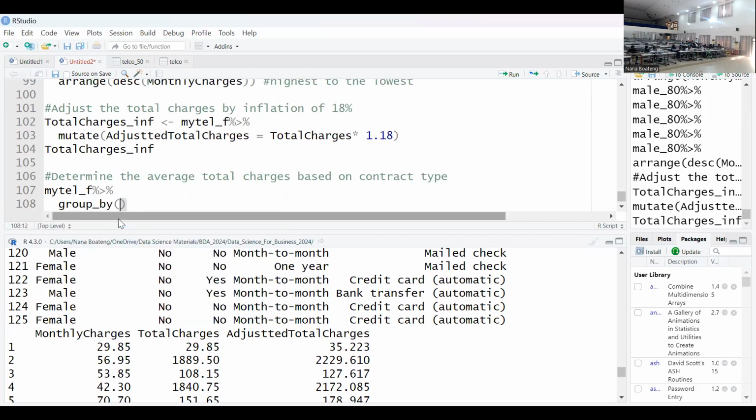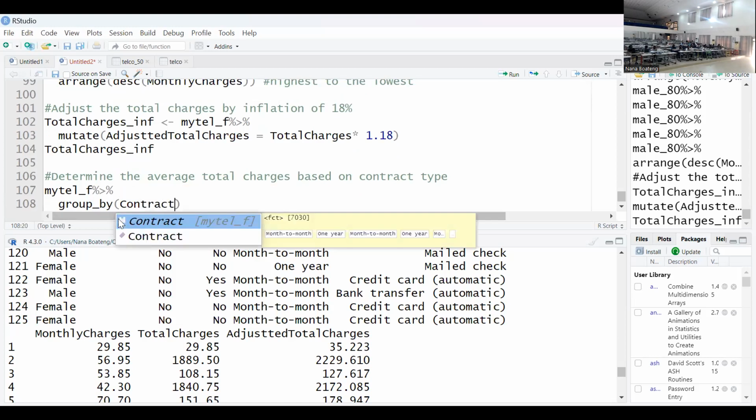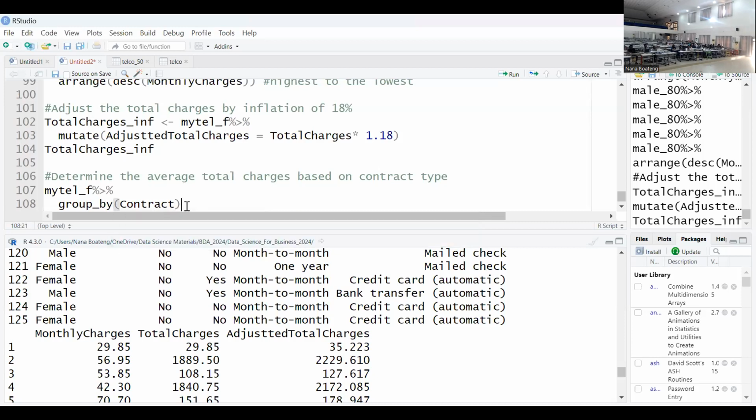And what do we want to group? We want to group according to the type of contract. All right, so here we bring the contract. After we've gotten each type of contract, we want to determine the average total charges. So we pipe that also into the summarize function.